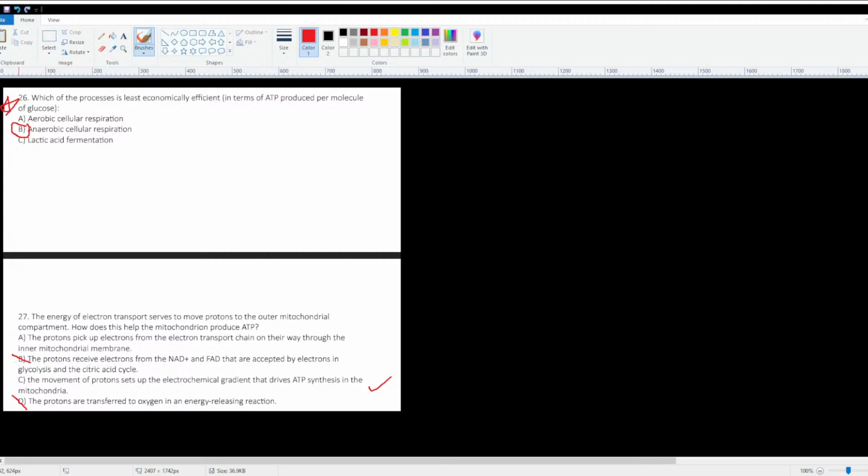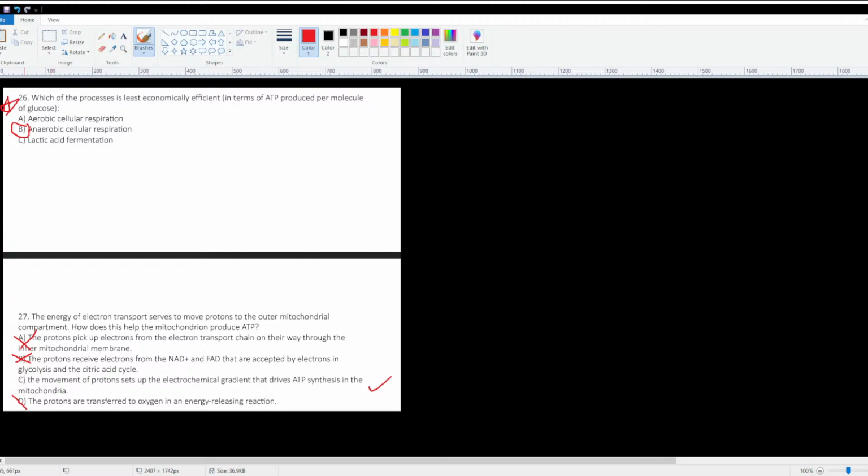Protons receive electrons? That doesn't even make any sense. If that were the case, then this one, okay, just ignore this one. This answer is like the most incorrect. And A, protons pick up electrons from the electron transport chain on their way. This one's also incorrect. So protons receive electrons from NADH. I mean, A and B are basically the same thing. They're basically saying protons receive electrons, they pick up electrons. That is not at all what's happening.